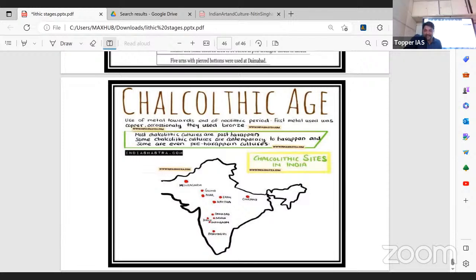Use of ornaments, made up of shells and bones. They were fond of ornaments and decorations. They also made beads with different semi-precious stones, so carnelian, steatite.